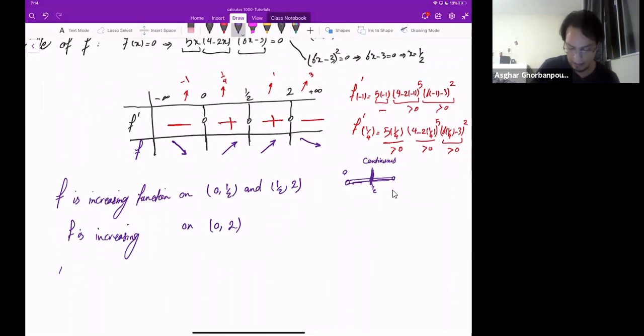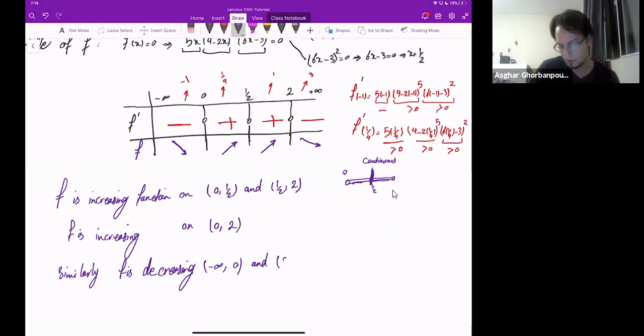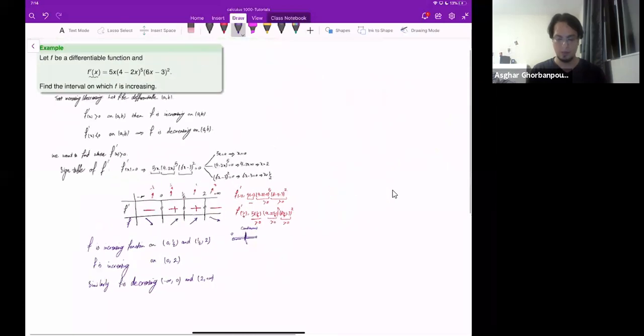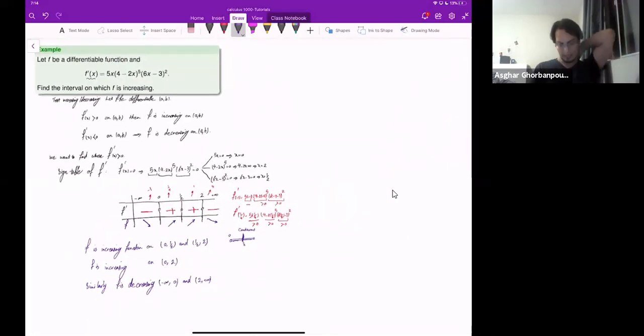And similarly, f is decreasing from negative infinity to 0 and on 2 to plus infinity. So this way we have used the increasing decreasing test. We didn't know f, only f prime was given, and that way we were able to find the interval on which the function is increasing.